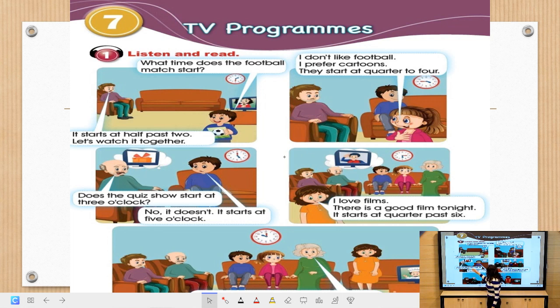Does the quiz show start at 3:00? Now, the grandfather wants a quiz show. No, it doesn't. It starts at 5:00. Finally here, "I love films. There is a good film tonight. It starts at 6:15."